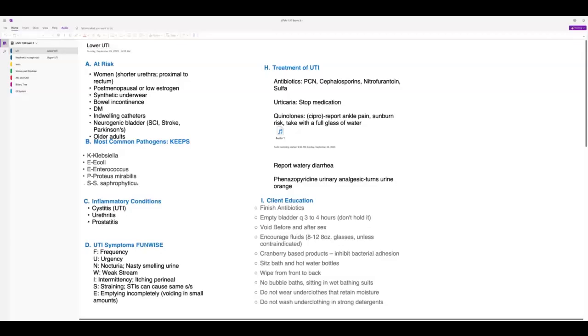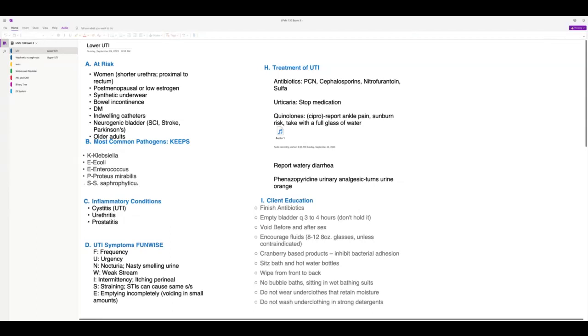All right, so first we're going to go over urinary tract infections. We'll go over lower UTI first. And you've probably heard this before, that women are more prone to a UTI because they have a shorter urethra, and the urethra is really close to the rectum, which is not great by design, but here we are. Also, women that are postmenopausal or have low estrogen levels are going to be at risk.